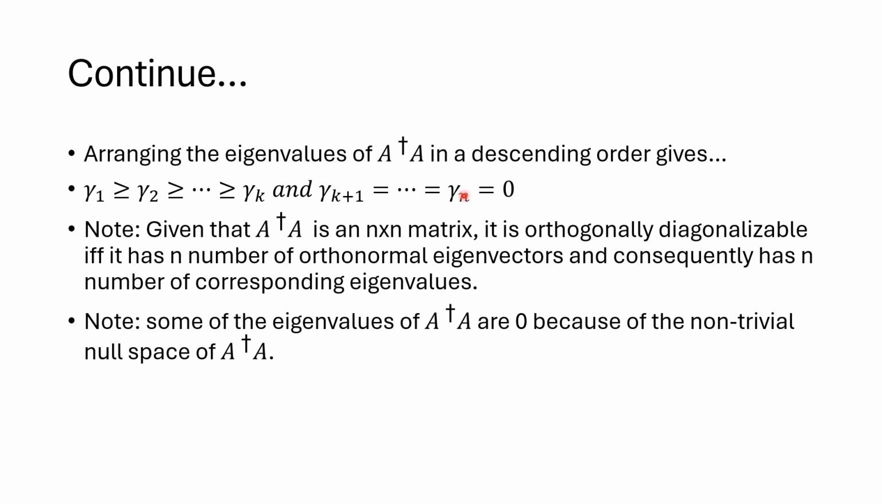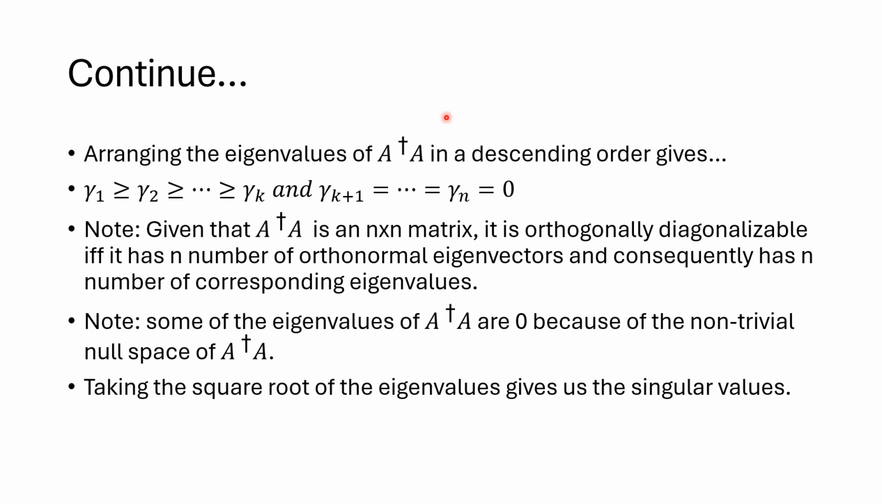I already explained to you guys that we have these eigenvalues of 0 because of the null space of A transpose A. Now, if we take the square root of the eigenvalues right here, we actually just get singular values, right? Because the square of the singular values is equal to the eigenvalues. So now that we know how to get the singular values, let's see what we can do with singular values.